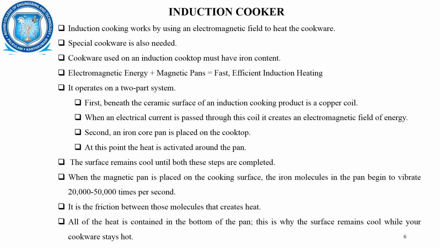When the magnetic pan is placed on the cooking surface, the iron molecules in the pan begin to vibrate, 20,000 to 50,000 times per second. This is a friction state, and this friction between the molecules creates the heat. All the heat will be contained in the bottom of the pan, and thus the surface remains cool while your cookware stays hot. This is the condition.